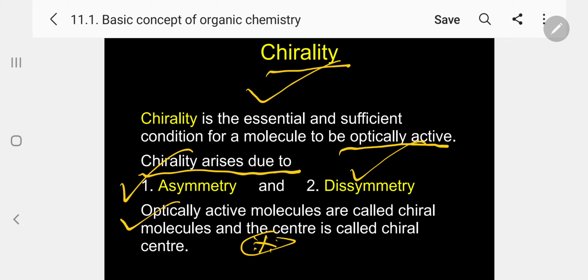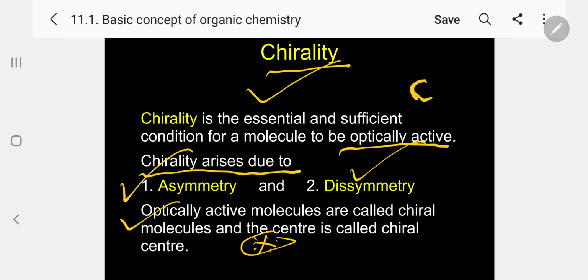I told you chirality arises due to asymmetry and dissymmetry. What is meant by asymmetry? Suppose I take any molecule having one asymmetric carbon atom. An asymmetric carbon atom is one where four different atoms or groups are attached. A specific example is lactic acid, which I have just told you about.